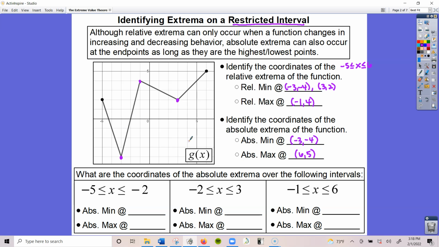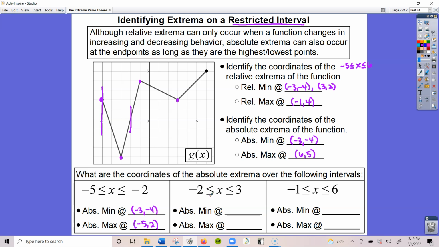Now depending on the interval that we're given, your absolute extrema can change. So let's look at these particular intervals here. For this first one, we're looking at when x is between -5 and -2. So we're looking at this part of the graph until this part of the graph. The absolute minimum would be this point here that we identified earlier, so at -3, -4. The absolute maximum, the absolute highest point on that interval would be this point right here, which is at -5, 2.